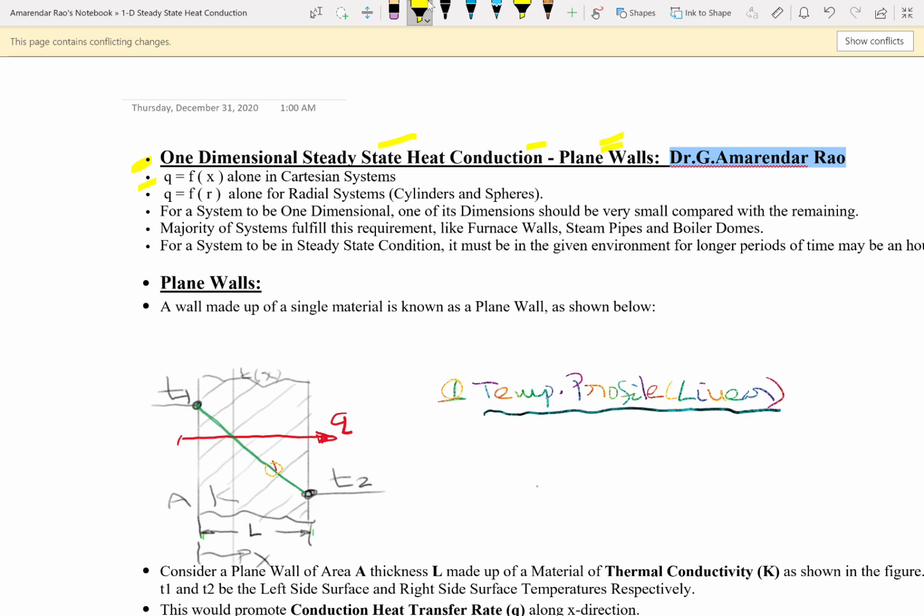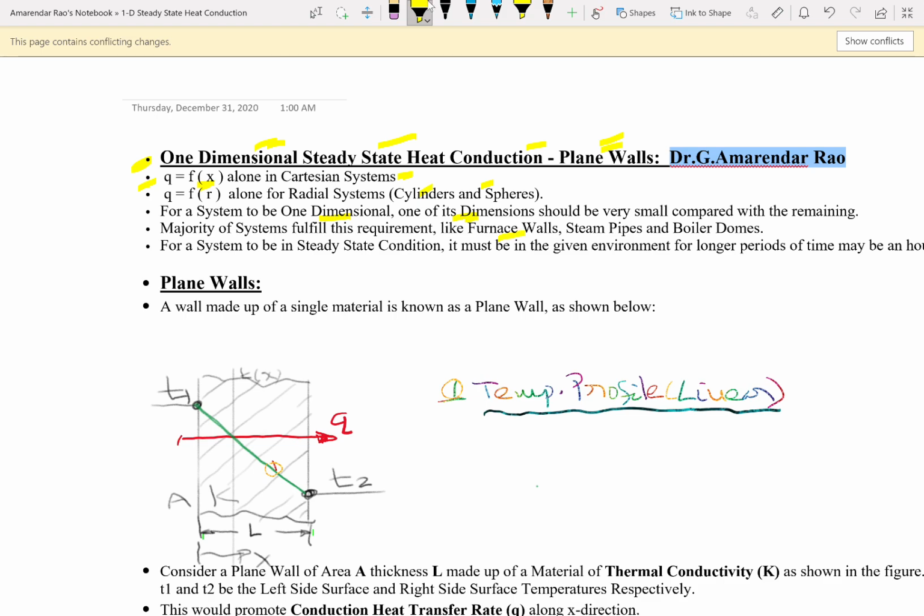Mathematically speaking, T would be a function of x alone when you talk about the Cartesian coordinate system. If you look at radial systems like cylinders and spheres, T will be a function of r alone. And for a system to be one-dimensional, one of its dimensions should be very small compared with the remaining. And the majority of systems fulfill these requirements, like furnace walls, steam pipes, boiler domes, etc.